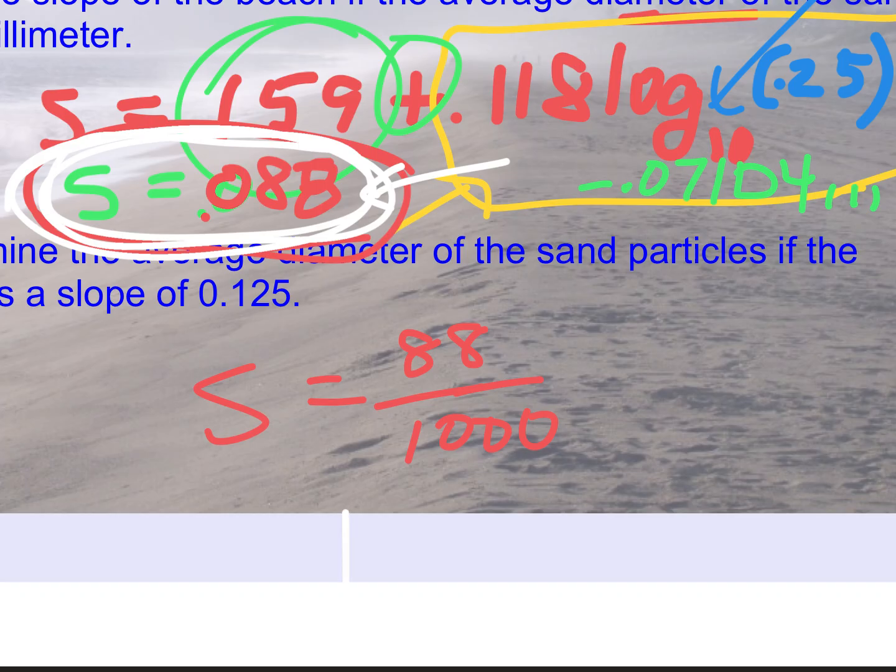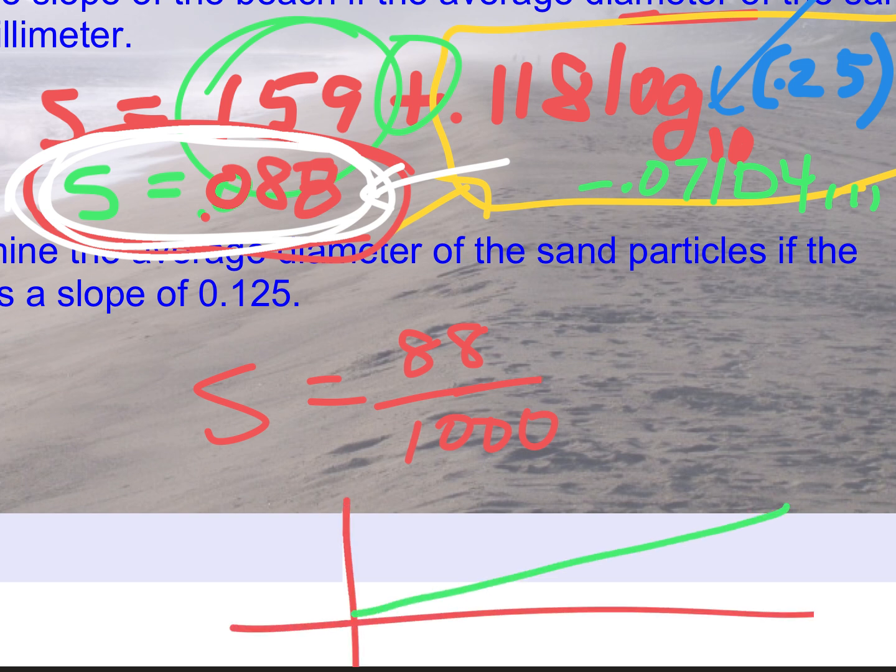If you really want to understand it better, here's what slope looks like. A very flat slope means it barely goes up. It rises 88 when it runs 1,000. Another way to shrink that down is that it rises 8 when it runs 100. So it rises 0.8 if you go 10. So it's only rising a tiny bit. That's the slope of the beach.